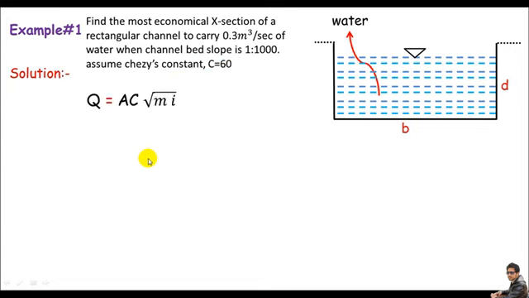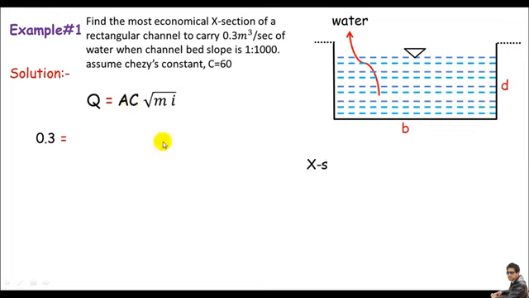And Chezy's formula is given in this form: the discharge Q equals A C square root of M I. Here Q is the water discharge, A is the gross cross-sectional area of the channel, C is Chezy's constant, M represents the hydraulic mean depth, or D by 2 for the most economical section, and I is the bed slope of the channel, or the gradient. Everything is given, so we need some plugging in. Q is given, which is 0.3 cubic meter per second. So I'll plug this value into Chezy's formula.